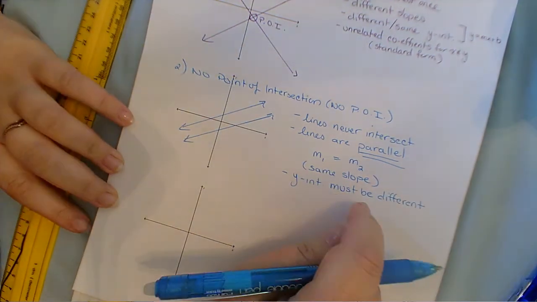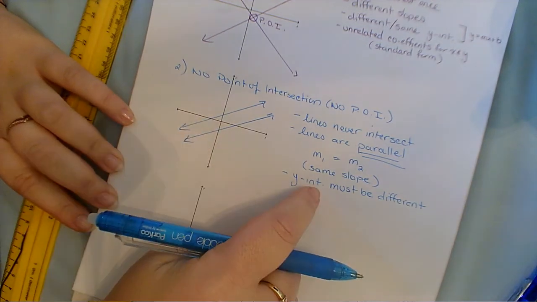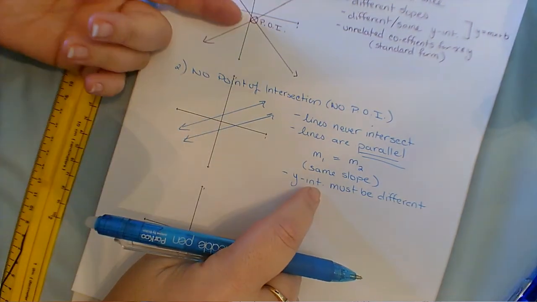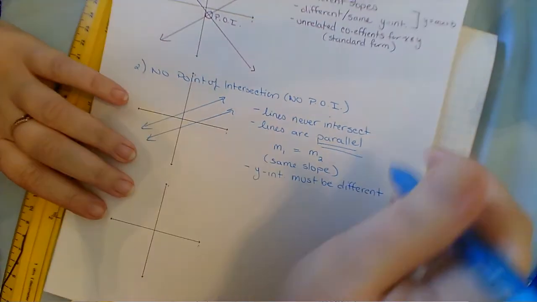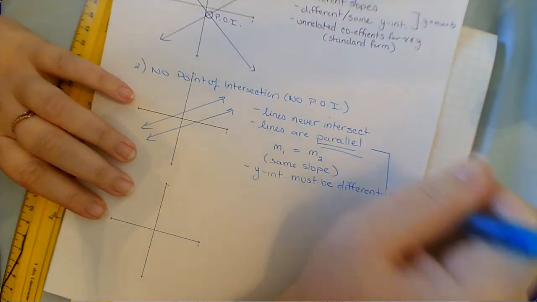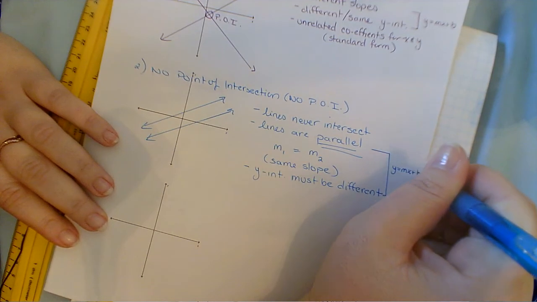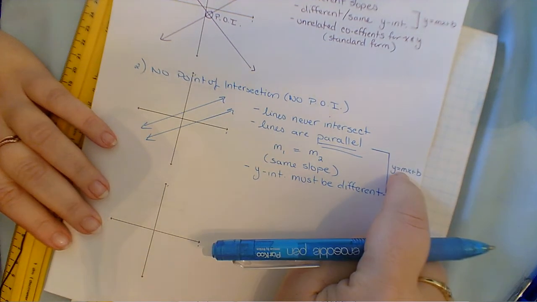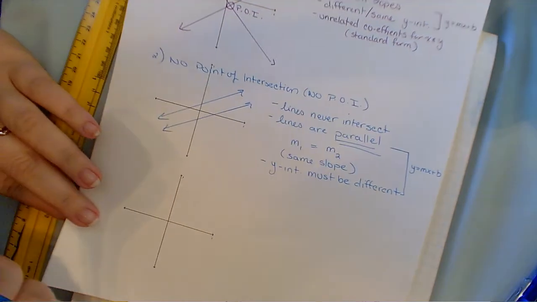Because the y-intercepts must be different, these lines will never touch. If they happen to be the same, then that becomes a point of intersection. So we know that the y-intercepts must be different. Again, these are the clues you look for in y equals mx plus b. You look at the slope. If the slope matches and the y-intercept is different, then you know that you have this situation.